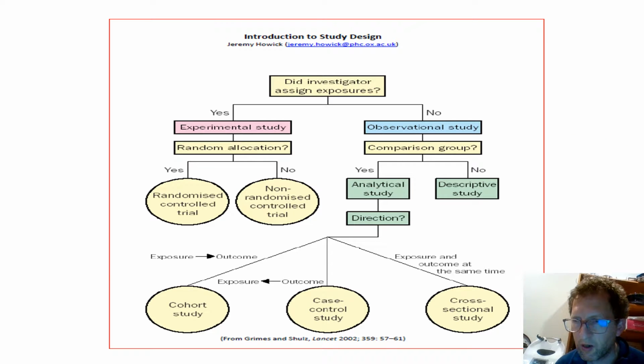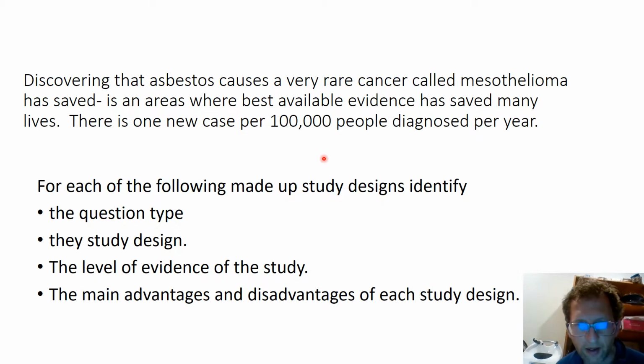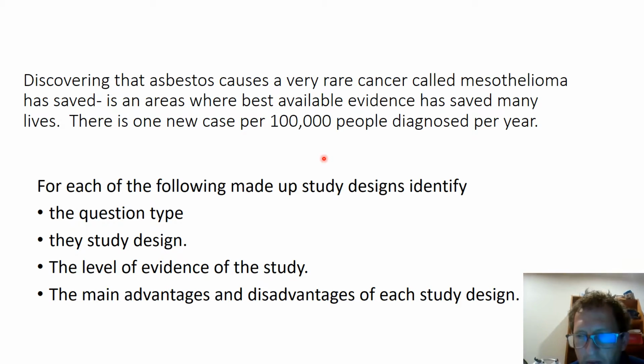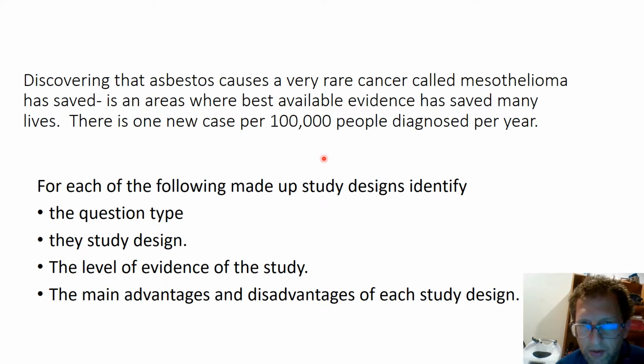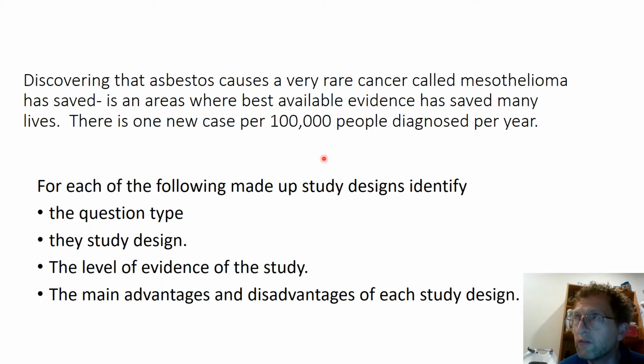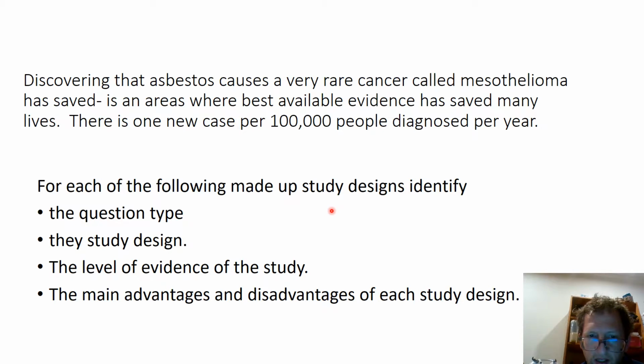So if we go to the slide, here's my case. We're going to give a plug for best available evidence, just to point out that we discovered that asbestos exposure causes a rare cancer called mesothelioma. I point out it's very rare, and this is one area where the best available evidence has saved many lives. And I pointed out the incidence of mesothelioma to show it's really rare. And what we're going to do is, I've just made up a few study designs, and I'm getting people to work out what's the question type, the study design, the level of evidence, and then, if they've got time, the main advantages and disadvantages of the study design just from observing it.